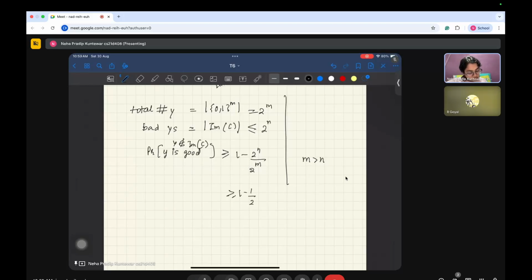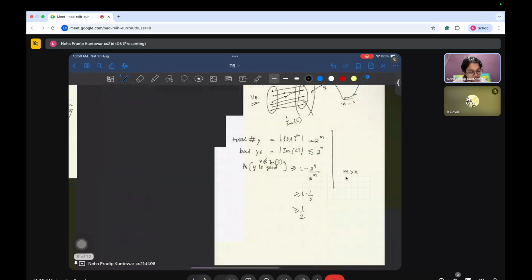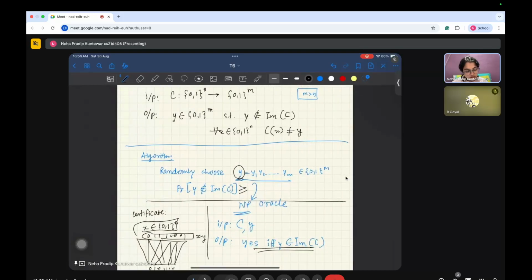So if we repeat this process again and again, eventually we will get a y which is outside the range, and we are running in expected polynomial time. So here we are using the second definition, that you will always answer correctly, but your runtime may be slightly worse than polynomial, but in expectation it will be polynomial time.